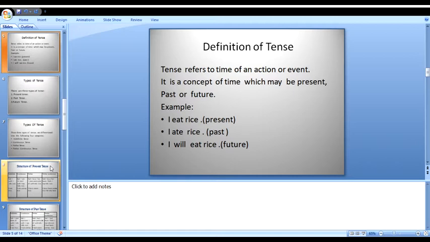We can say as an example, I eat rice. This action happens in the present time. Then come to the next example, I ate rice. This is an event described in past time. And the third one, I will eat rice. This sentence describes future time.